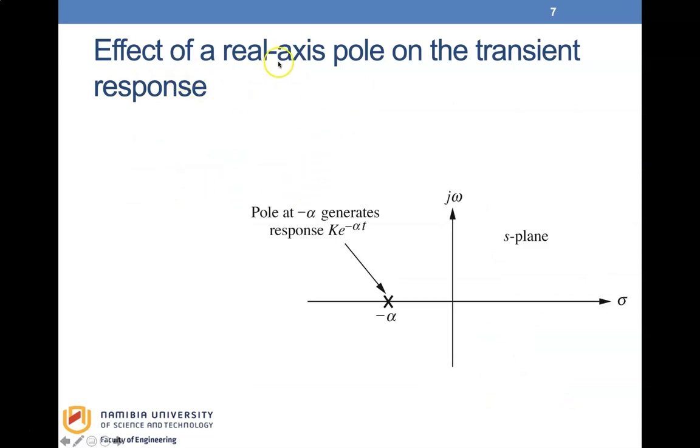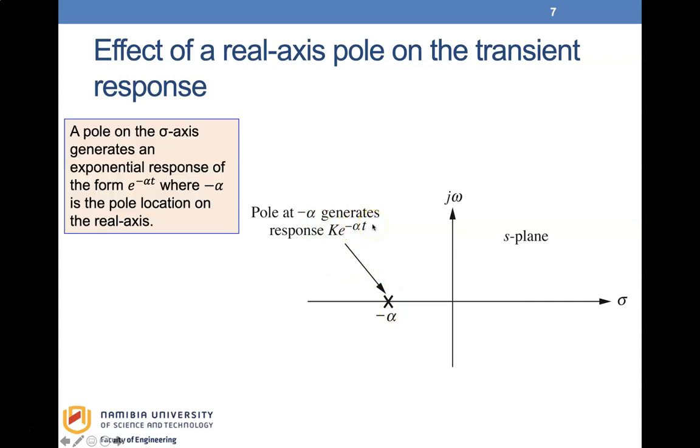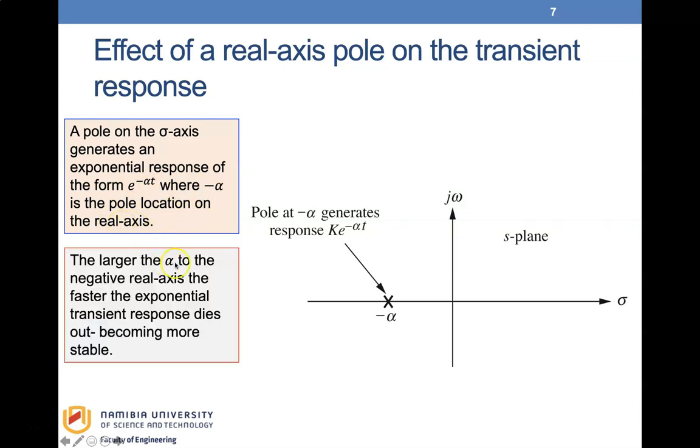Now let's look at the effect of alpha on the real axis. So this is the real axis, this is the imaginary axis, and this whole plane is called the s-plane. So a pole at minus alpha here generates a response K e raised to power minus alpha t. So you can see that a pole on the real axis generates an exponential response of the form e raised to power minus alpha t, where alpha is the pole location on the real axis. The larger the alpha to the negative side, the faster the exponential transient response dies out.